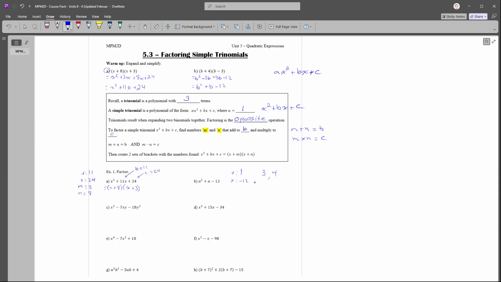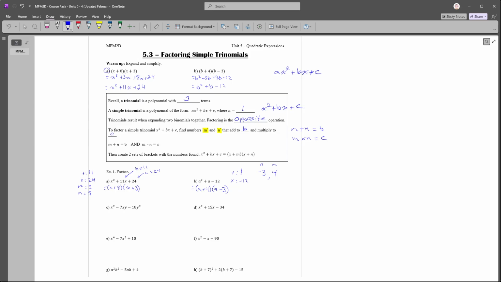which one of these should be positive and which one should be negative? Well, in this case, since I want a positive sum, that means the bigger number should be positive. So I'm going to say 4 and negative 3. There's our M and there's our N. Again, it doesn't really matter which one we use. We can choose whatever we want. So let's switch it up this time. I'll make N the negative 3 and I'll make M the 4. So our answer is A plus 4 bracket A minus 3.